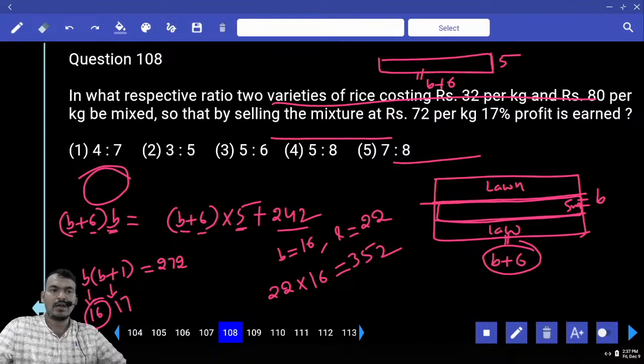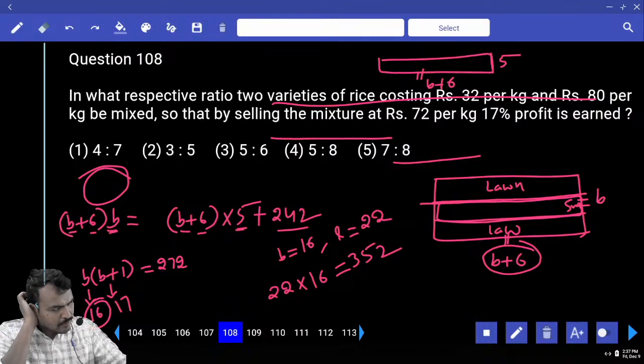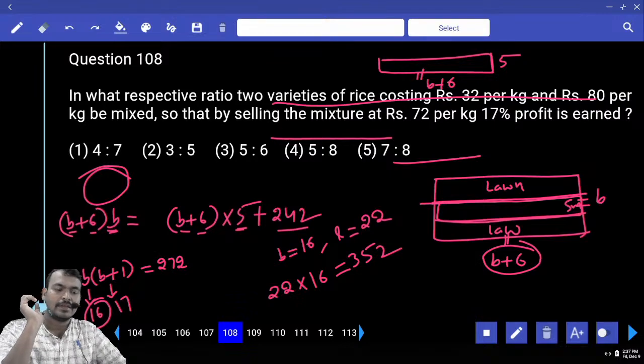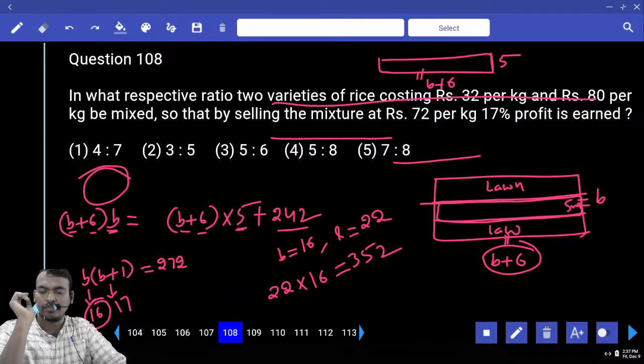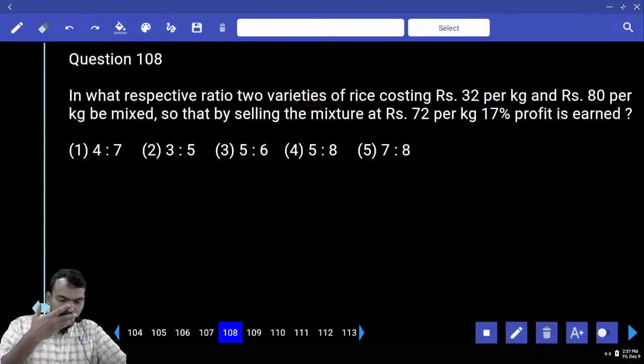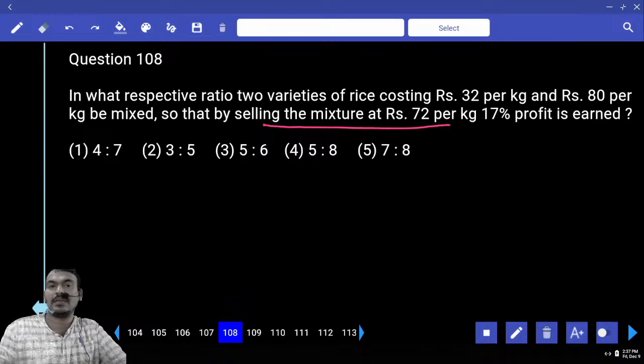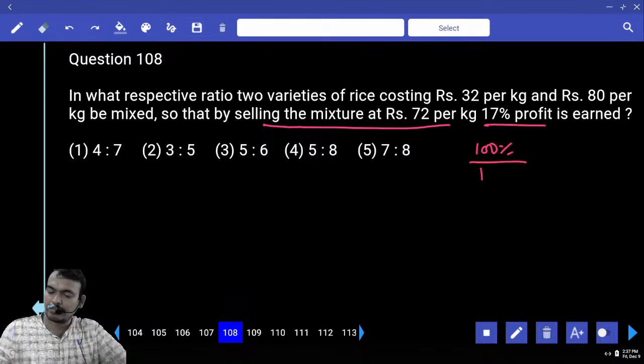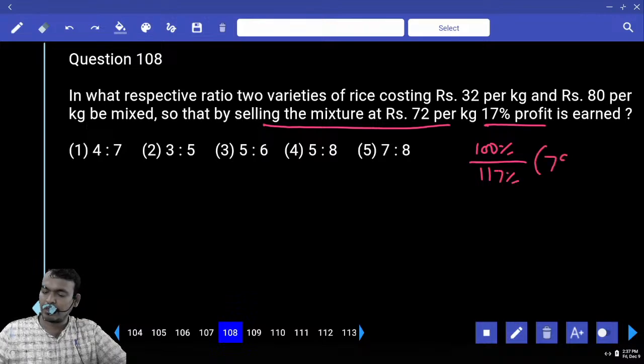Next question number 108. In what respective ratio should two varieties of rice costing 32 rupees per kg and 80 rupees per kg be mixed, so that by selling the mixture at 72 rupees per kg, 17% profit is earned? Selling the mixture is nothing but the selling price. You are getting a profit of 17%. Suppose the cost price of the mixture I consider 100%, then the selling price of the mixture is 117%. In place of 117%, how many rupees are given?